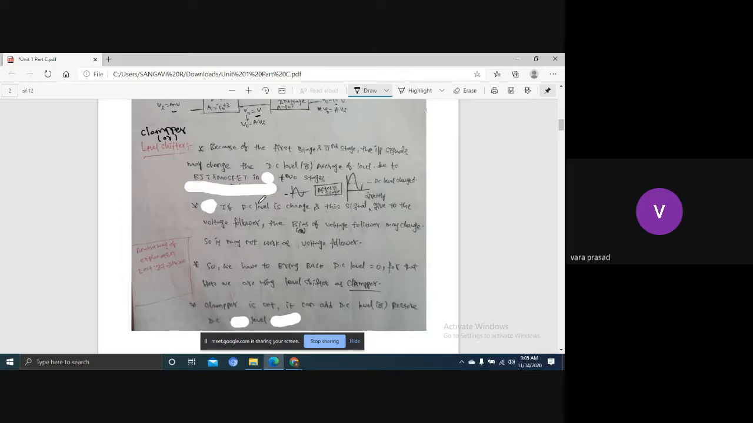For that purpose we are going to use the clamper or level shifter. See here, we have to bring the DC level back to 0. For that we are using a level shifter as a clamper. A clamper is a circuit that can add a DC level or restore the DC level. Here the DC level is 0, but here the DC level is above 0. That's why we need to bring it back, and we need to use a clamper circuit.